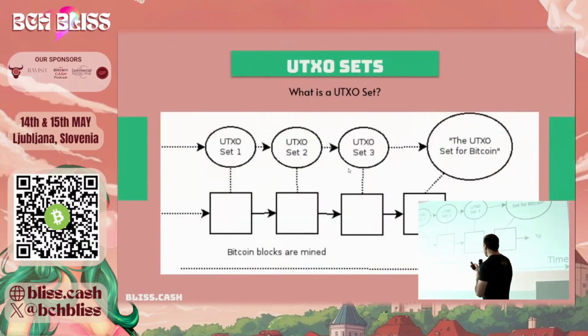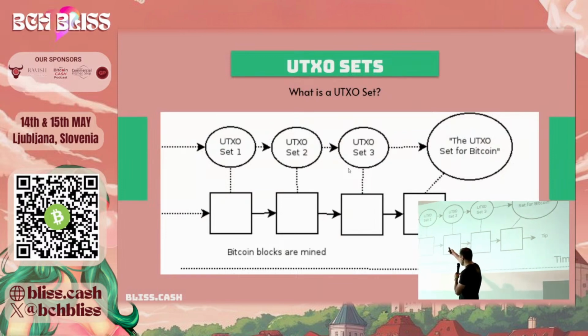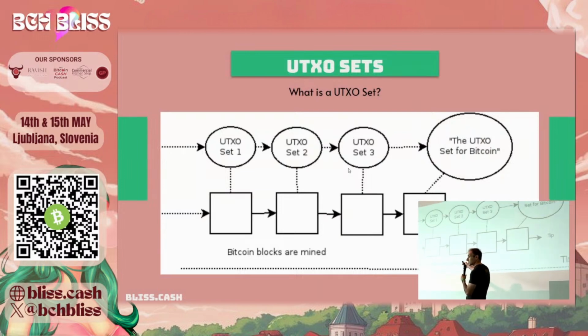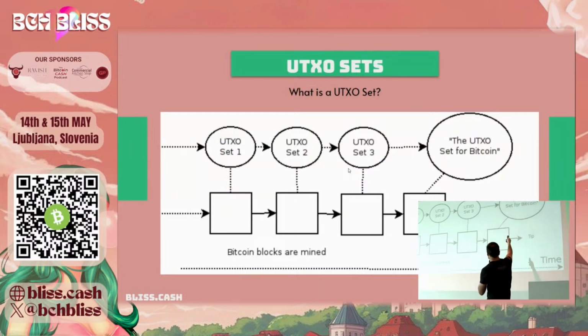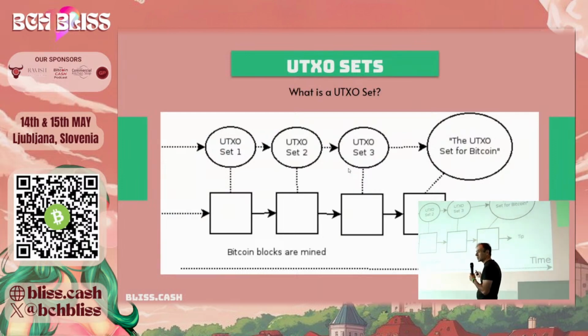And this is the model of the UTXO set. What is a UTXO set? It's the set of all unspent transaction outputs as of a certain point in time, a certain block height. So a block arrives, and the UTXO set is UTXO set 1. A new block arrives and modifies the UTXO set, because the transactions in it delete and destroy some UTXOs and add new ones, and so forth. And then at the blockchain tip, you have the UTXO set for Bitcoin. I'm going to be using the terms Bitcoin and Bitcoin Cash interchangeably because I think Bitcoin Cash is Bitcoin. But yeah, that's the UTXO set.